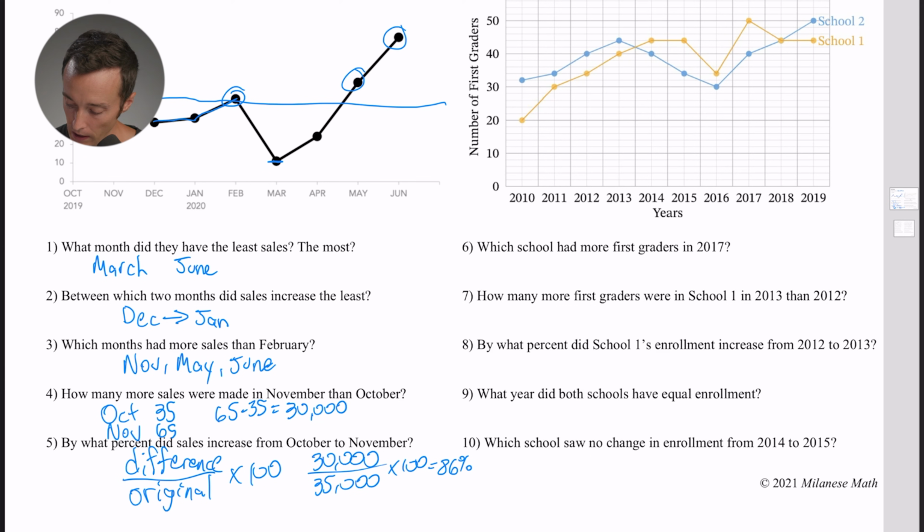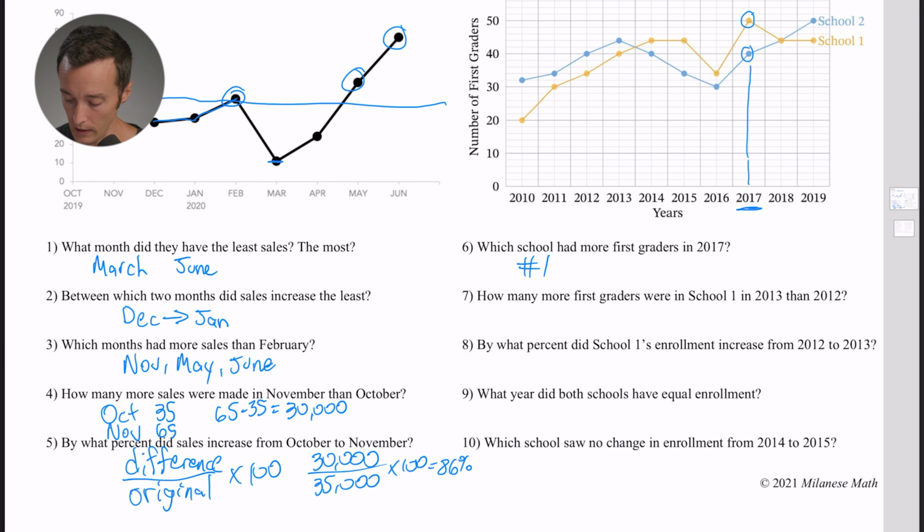Okay, so if I go down here and I look at 2017 and I track up, I've got the blue line here, and then higher than that is the yellow line, and it asks which one has more first graders. Well, clearly the yellow dot is higher up on the scale, so that would be school number 1. Okay. How about number 7? It says, how many more first graders were in school 1 in 2013 than 2012?